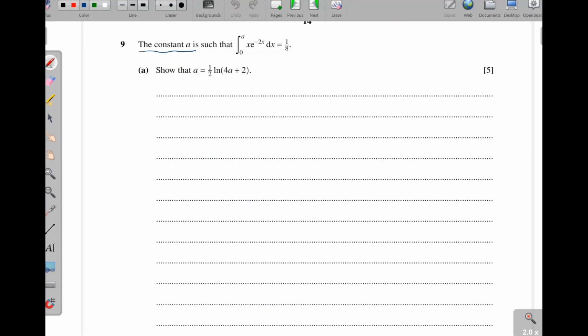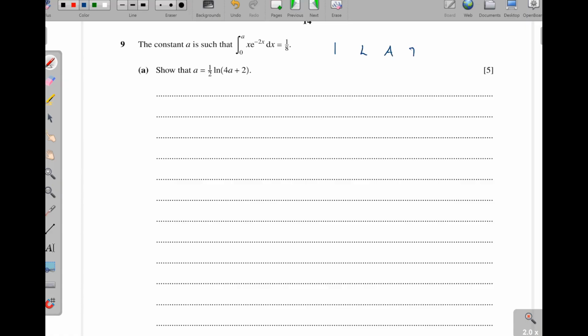Question 9. The constant A is such that when you integrate from 0 to A this function here, you get 1 over 8. But show that A is equal to this. Now A is expressed in terms of A. That means this one is coming from numerical solutions. So this one here is a product of two functions. If you find a product of two functions, when we are integrating, we use this acronym, ILATE.